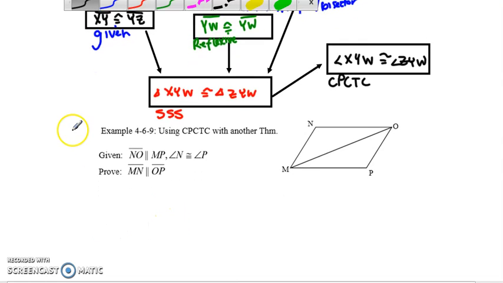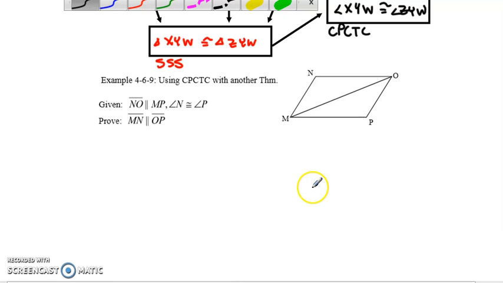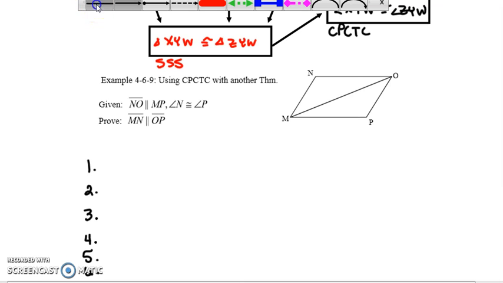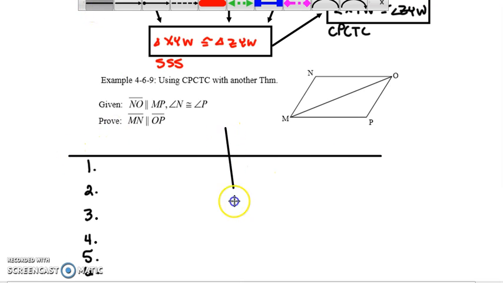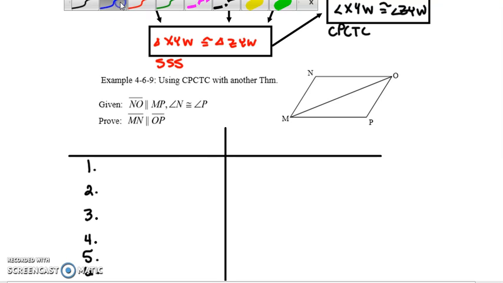All right, this next one, we're going to have 6 steps, so go ahead and set it up. And we have both of our givens in step 1. So go ahead and have 6 steps and put both your givens in step 1. And then step 6 is what we're trying to prove. And then we'll go through that together. So statements, reasons. We're going to mark our picture as we go.